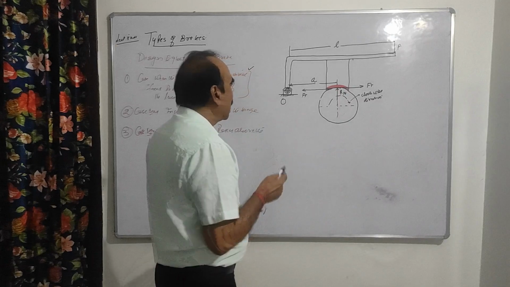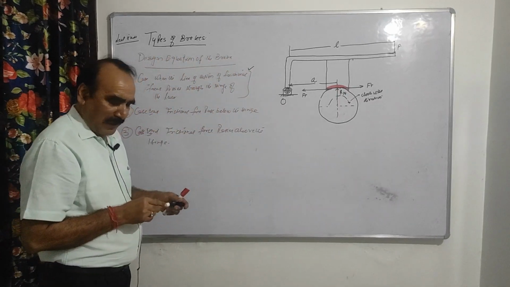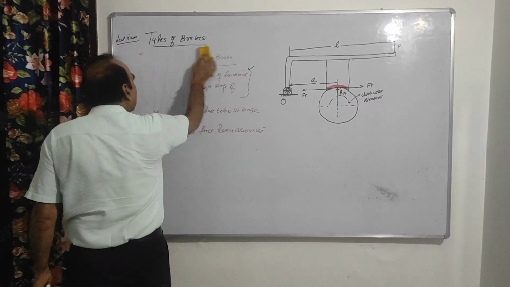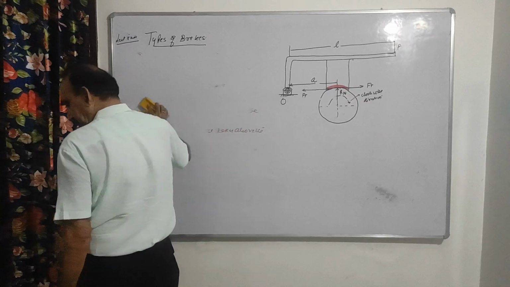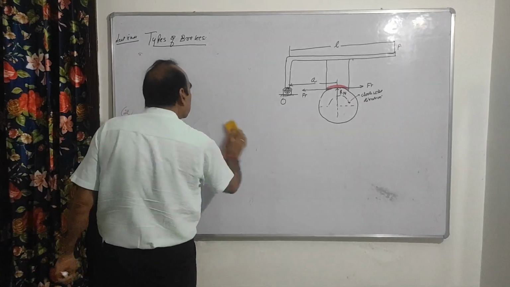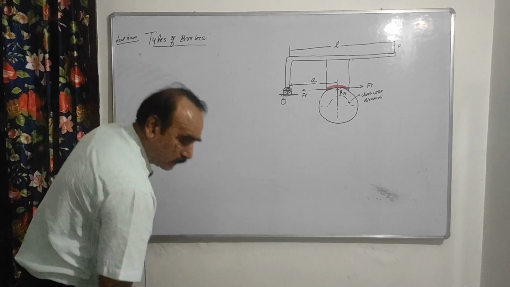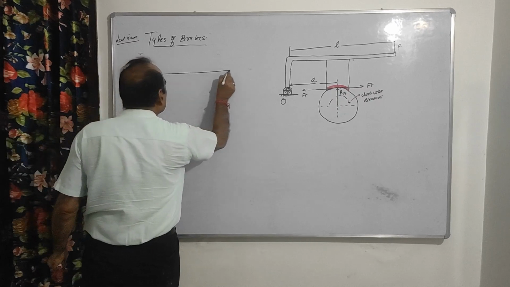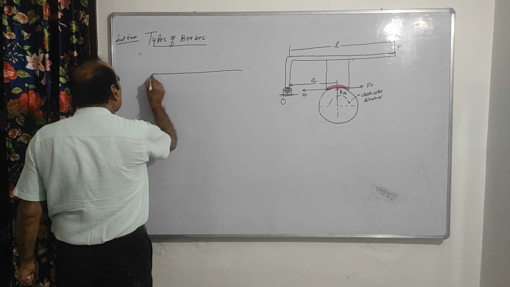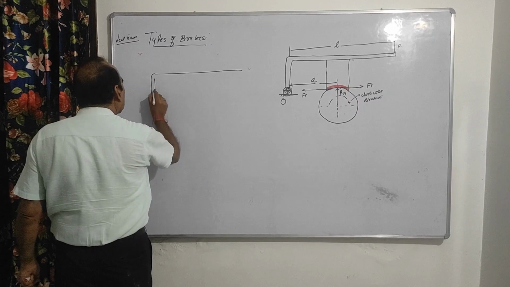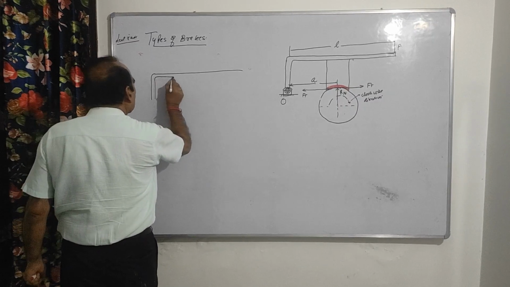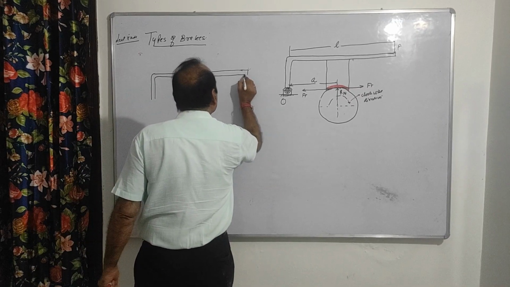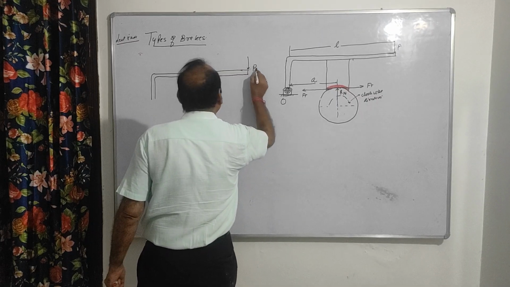Suppose I draw the free body diagram of this, first of all, so that you can understand it properly. Free body diagram of the lever. Suppose this is your free body diagram of the lever. The force P is acting here.